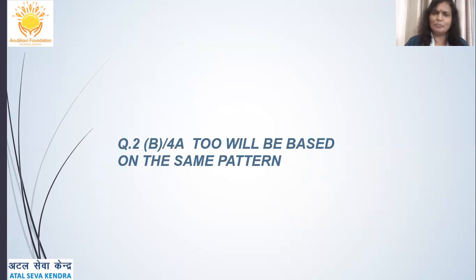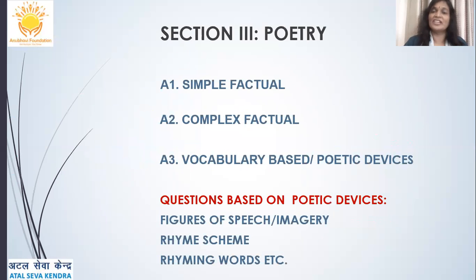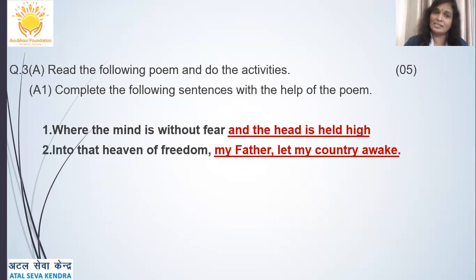Question number 2B, 4A, 2 will be based on the same paper pattern which we just analyzed. Now, section 3, poetry. A1, simple factual. A2, complex factual. A3, vocabulary based or poetic devices. Now, what are questions based on poetic devices, figures of speech, imagery, rhyme scheme, rhyming words? Now, let us take a look at an example.